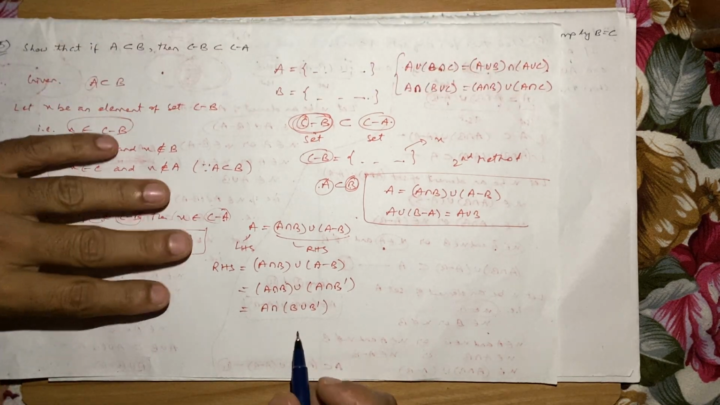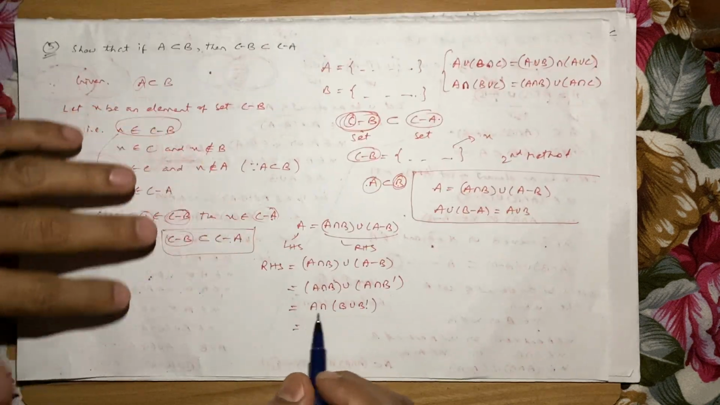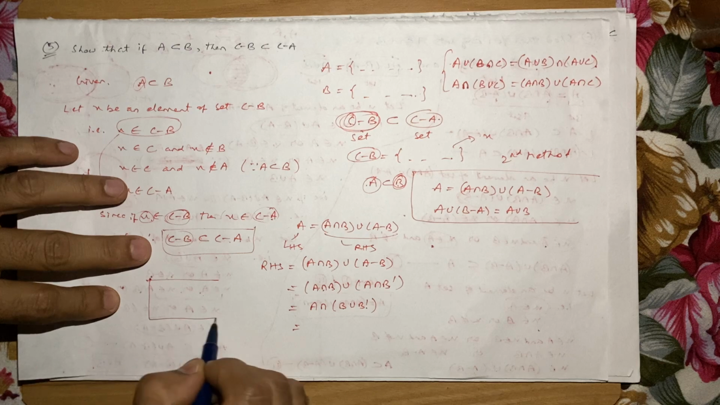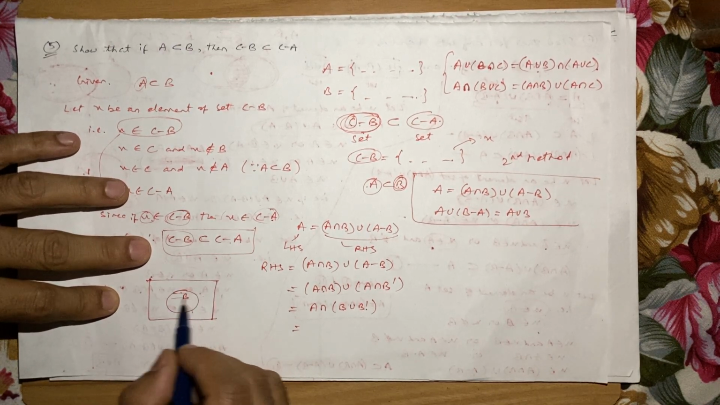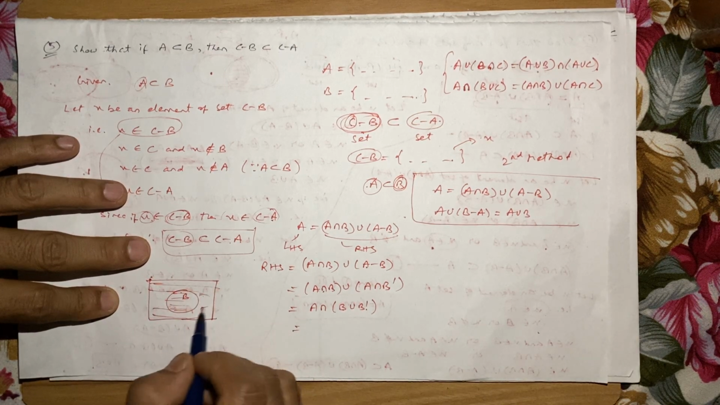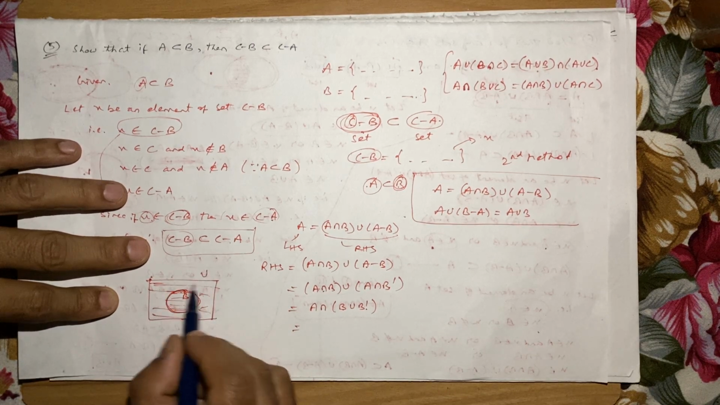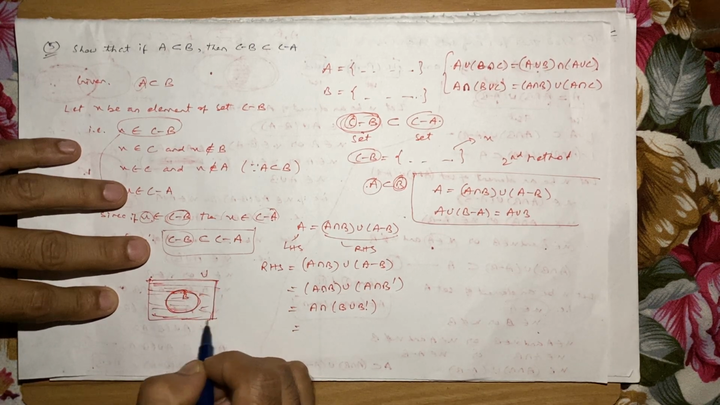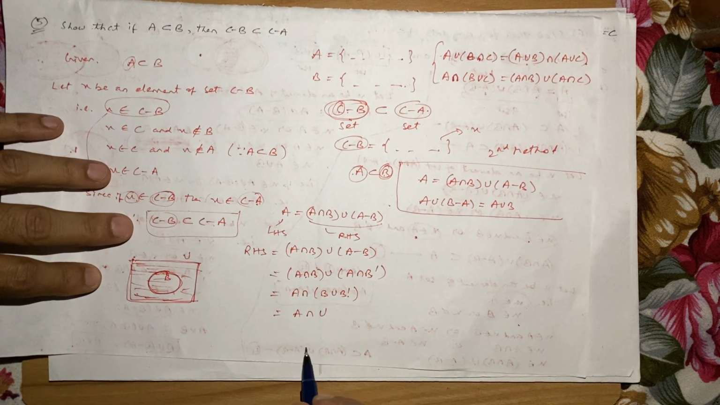Now what is B union B dash? B and B complement. If you look at this set, this is the set B, let's say. The inside part is B and the outside part is B dash, right? The inside part and the outside part combined will give you the universal set itself. So A intersection universal set. Now what is A intersection universal set?